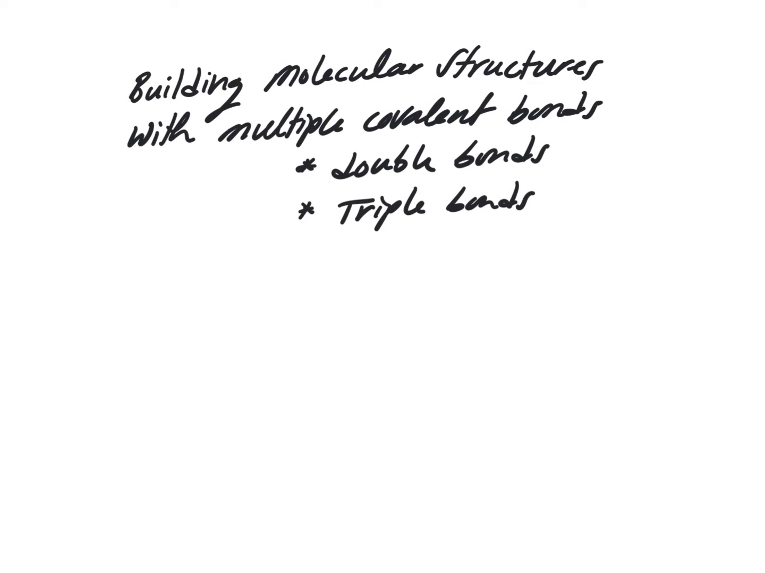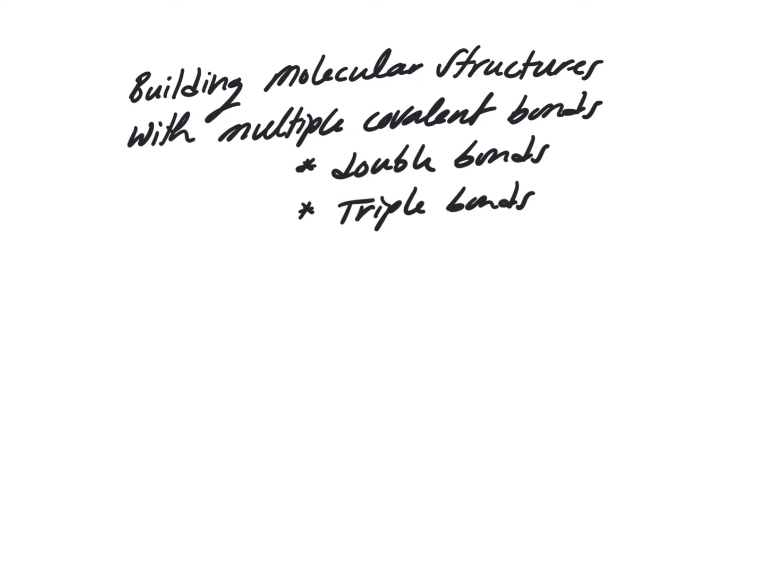Okay, everybody, we're going to try some more molecular structures. And this time we're going to run into situations where, in order to make the octet, we're going to need double bonds or maybe even triple bonds. So anyway, let's get started.